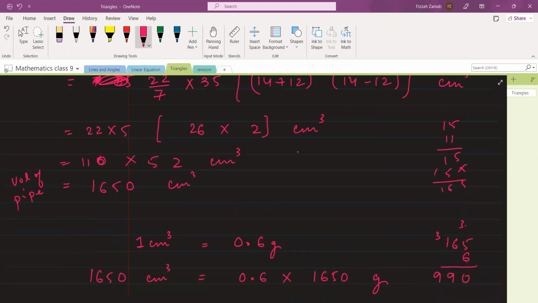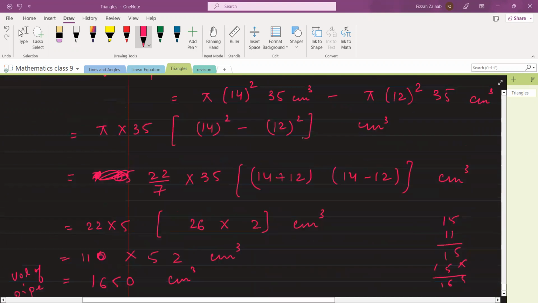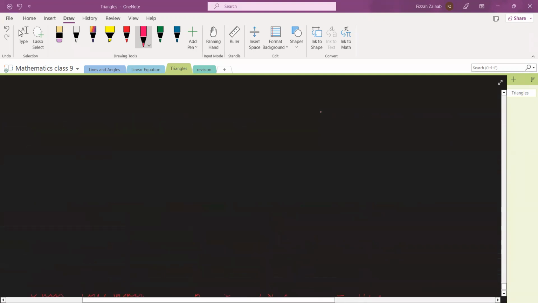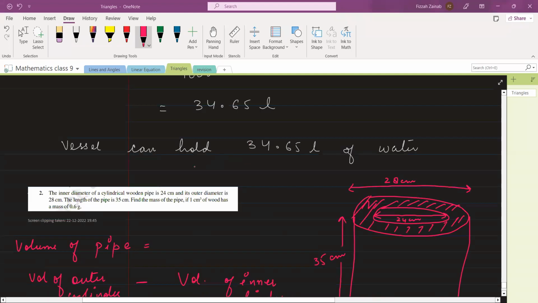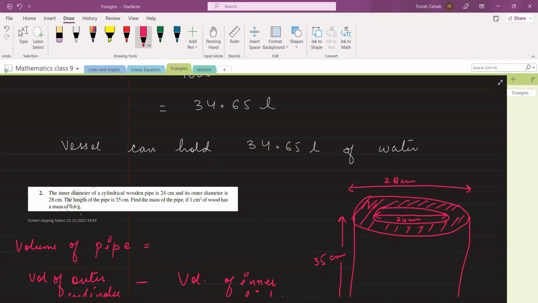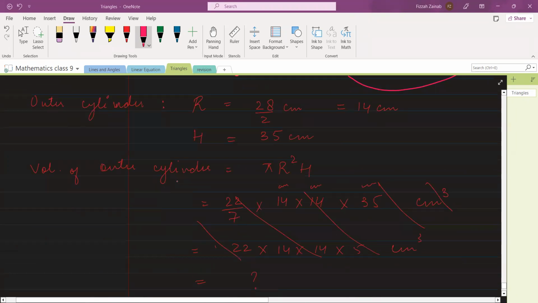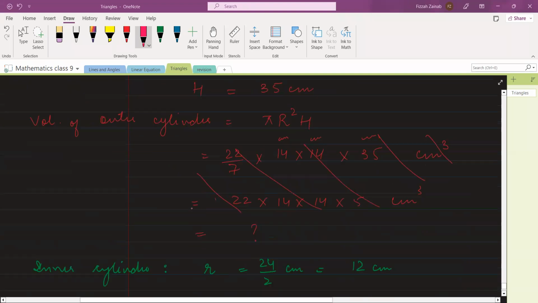Okay, when I'm finding the volume of this pipe, I hope I've done everything correct. Just 1 minute. Okay, 24 half is 12 and this is 14. Okay, that's right. 35 centimeter. Okay.